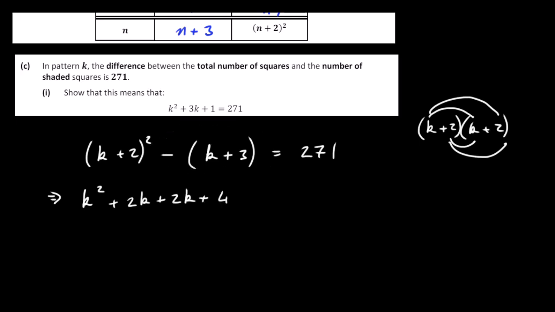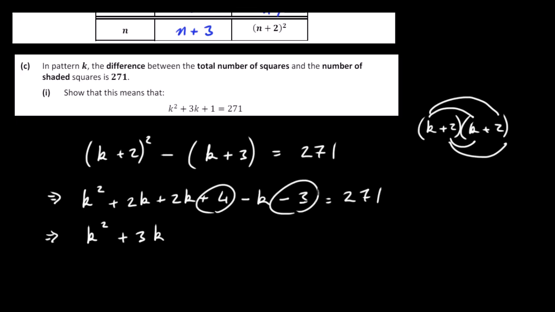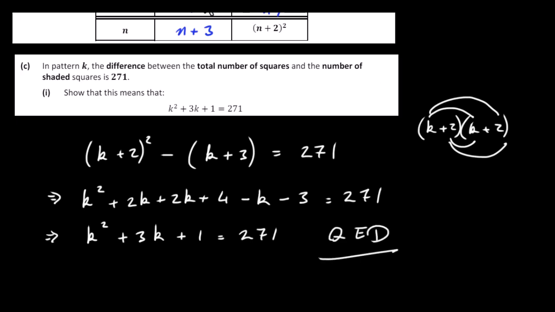Now we're just going to do this bit here, so that's minus k, minus times plus is minus 3, is equal to 271. So when you simplify that, you're going to get k squared. We've got plus 2k minus 1k. So that's 4k minus 1k, which is plus 3k. We've got a plus 4 minus 3, so that's plus 1. And that's equal to 271, and that is it.